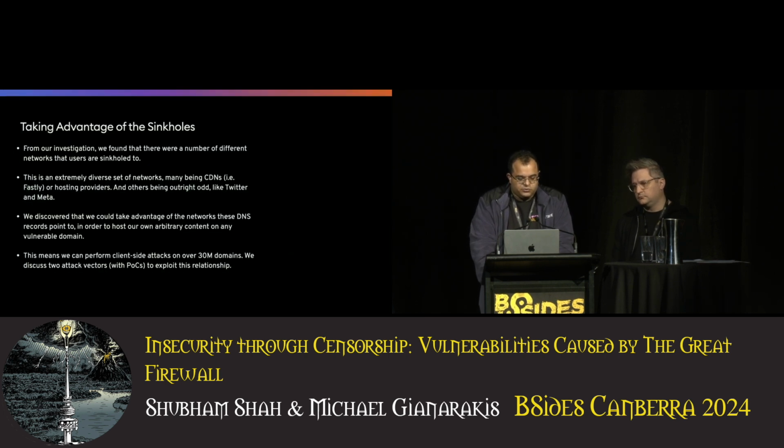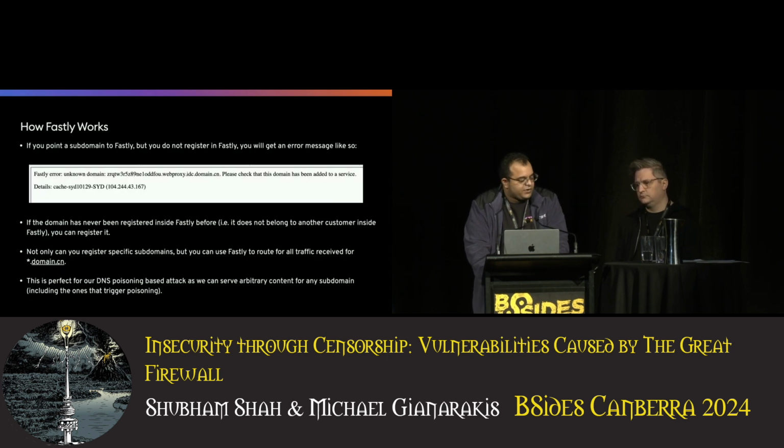The first concept is really just taking advantage of the sinkholes. We know from our investigation there's a number of different networks that these users are sinkholed to, and this is a really diverse set of networks, many being CDNs like Fastly or hosting providers, and others being outright odd, like Twitter and Meta. But we discovered that we could take advantage of these networks these DNS records point to in order to host our own arbitrary content on any vulnerable domain. This means that we can perform client-side attacks on the 30 million domains I mentioned, and we're going to discuss two specific attack vectors with POCs to exploit this relationship.